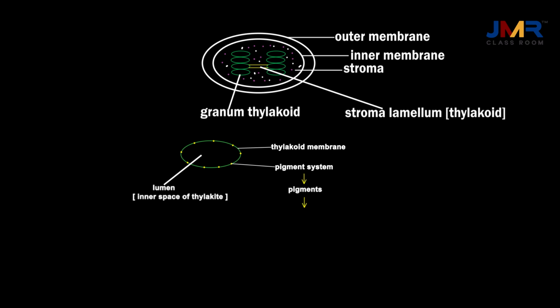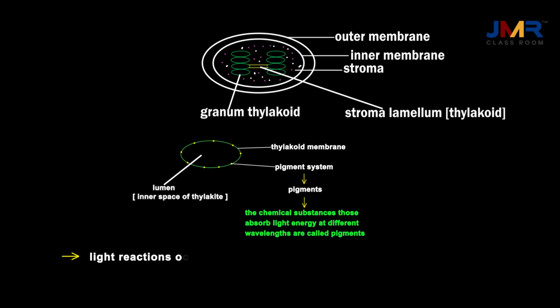What are pigments? The chemical substances that absorb light energy at different wavelengths are called pigments. These pigments are involved in the light reaction. Light reaction occurs in thylakoids. Dark reactions occur in stroma.